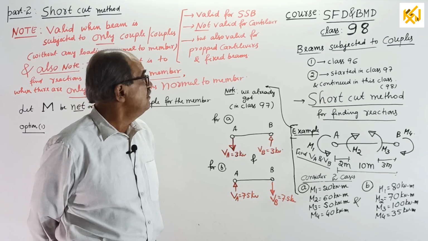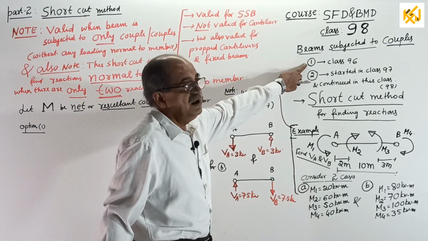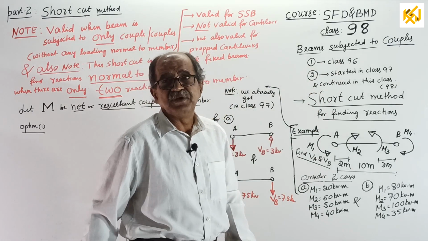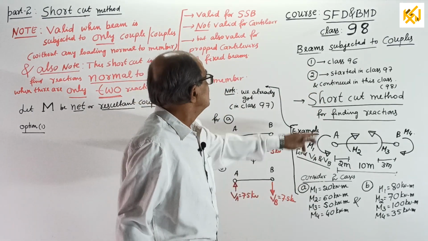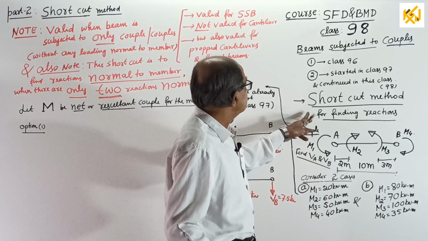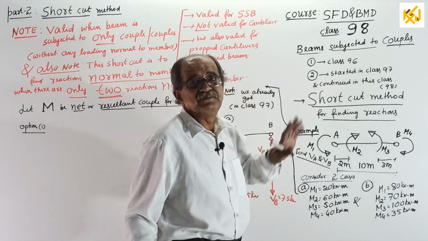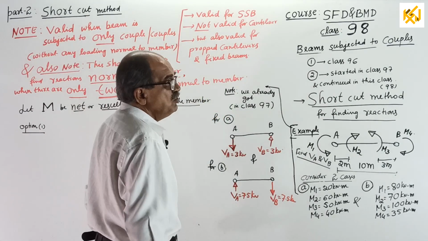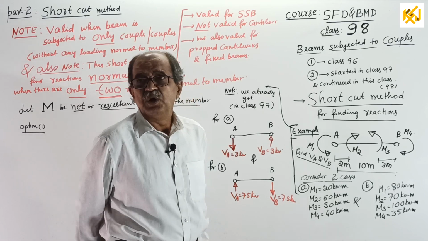As I told last time, the first explanation is already over in class 96, when beams are subjected to couple. The second explanation started last class and is continued now. Last class I told the second explanation part 1, and today I am going for part 2. Some will start wondering what is part 1, part 2.